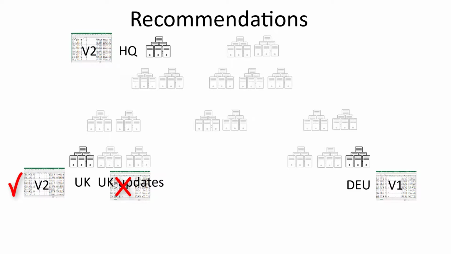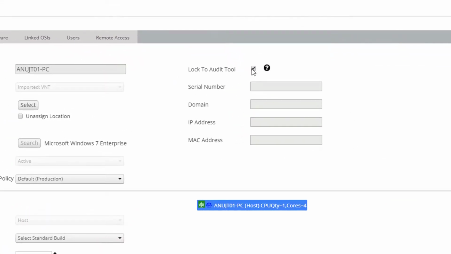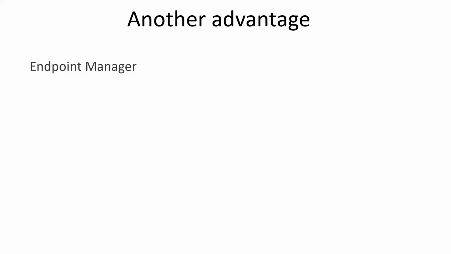And wherever possible, correct errors in the data as close to the source as possible. Avoid clearing the Lock to Audit tool checkbox on the OSI page if you can. As soon as you do this, you are committing yourself to maintaining this record separately from your data import. It is much better to try to make the change in the original data source and re-import it, remembering to select the Merge option.